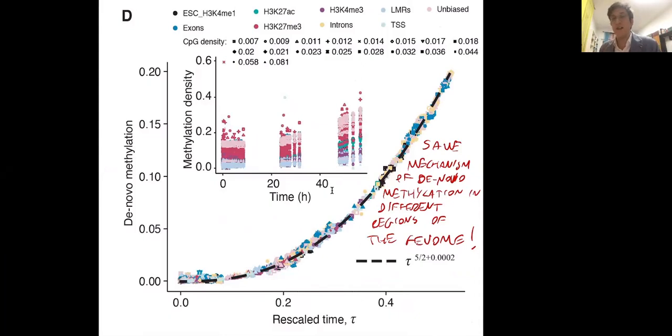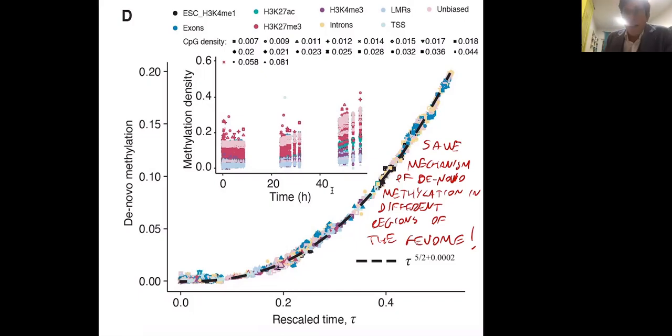The shape of these dots are the CpG class. And as you can see, again, we are able to collapse all this curve into a single master curve. So there is the same mechanism of de novo DNA methylation in different regions of the genome.